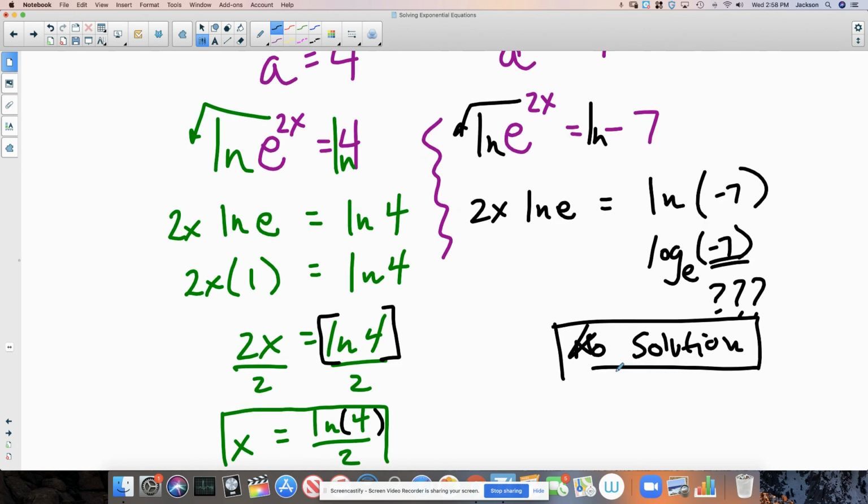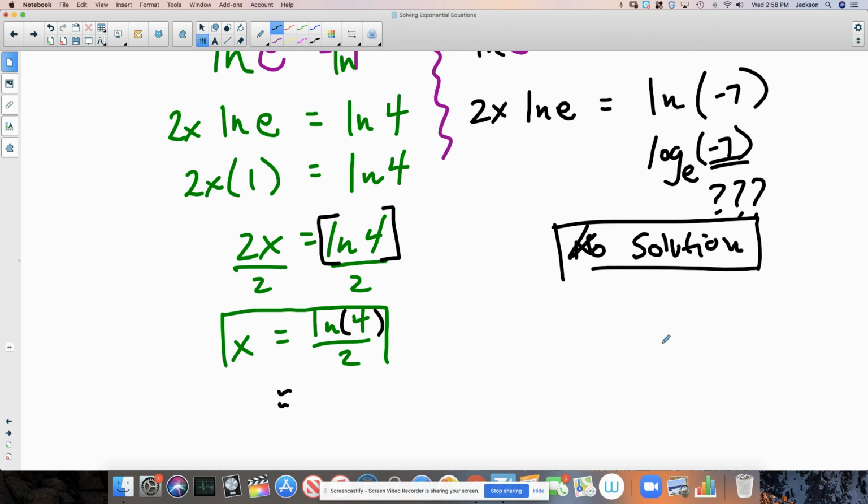We can write that, but really when we express our solution, we just don't even mention it. Our only solution is what we get from this equation over here.